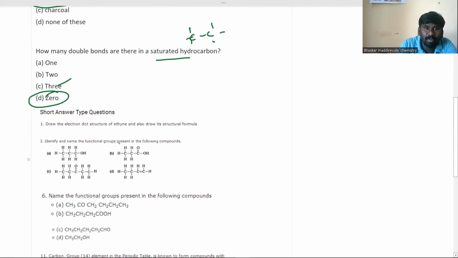Already I told you there is a possibility of being asked to draw the Lewis dot structure of ethyne. Already I have drawn it, but once again I will draw it. In ethyne, a triple bond is there. Between the two carbons, three electron pairs are shared, and one electron is shared with each hydrogen. So this is the Lewis dot structure of ethyne.